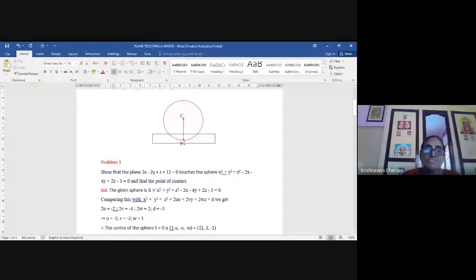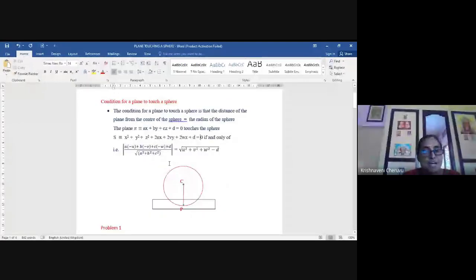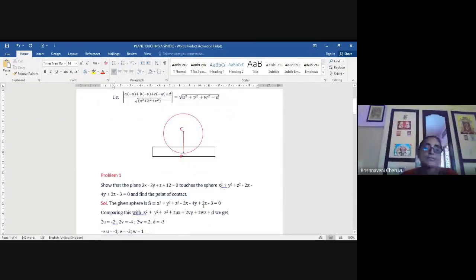So what you have to check is, you have to find the distance of the plane from the center of the sphere. That is the first step. And you have to find the radius of the sphere. This is the second step. And you see whether both are equal. When both are equal, you can say that the sphere touches the plane, or the plane touches the sphere.